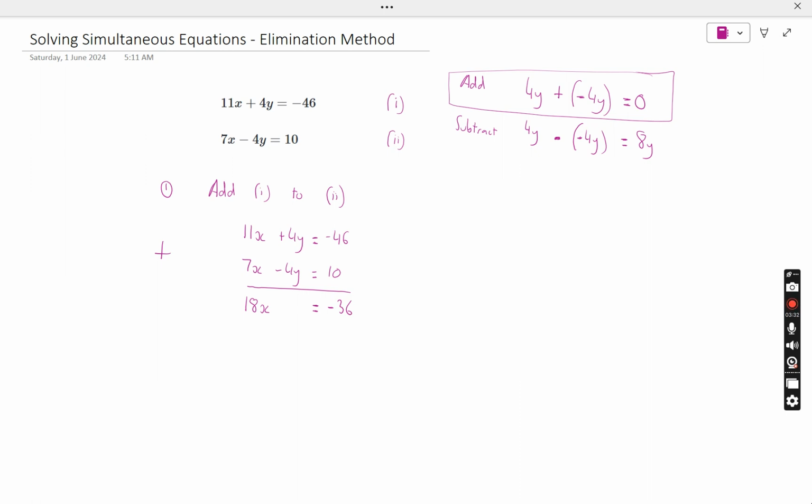If you've done it incorrectly, if you've subtracted when you should have added, then you'll notice that you're still going to have two variables. In our example here, we've got 18x equals negative 36, which is only one variable, so one different letter. That's how we know that we've done it correctly.